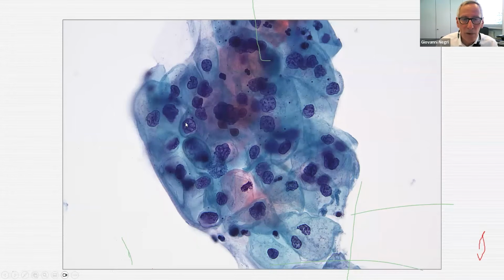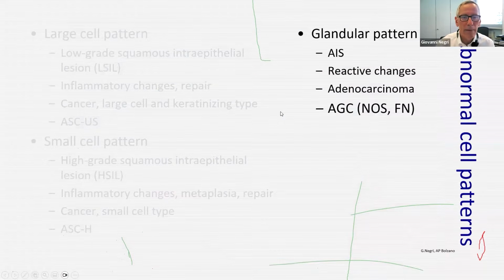And in fact, if you look carefully, you see that some of these cells are not so large as they should be for a low-grade cell. So this case is going to be a high-grade lesion, a moderate dysplasia in histology. And if you are not sure whether the cells are really large or small, then look carefully at the nuclei, because these nuclei are not the nuclei of a low-grade cell. It's going to be a high-grade cell.